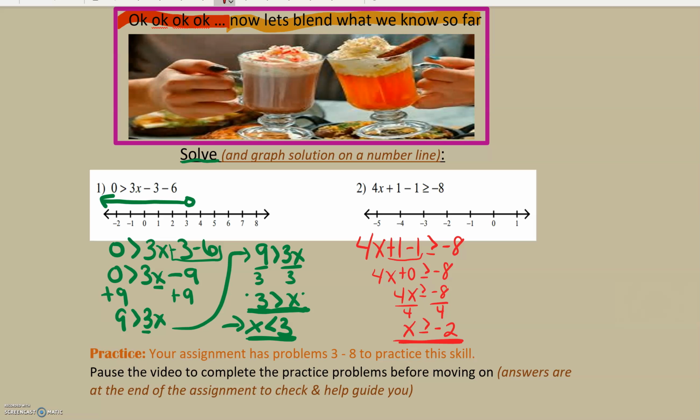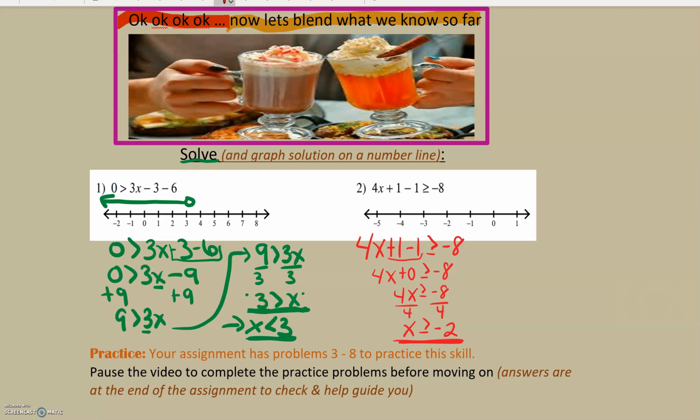Okay, so you can see that I went ahead and I wrote down the problem again, so I left the original alone. I combined like terms, and a +1 minus 1, well, that's just 0, which means we don't even have to write it. So we're left with 4x is greater than or equal to -8.